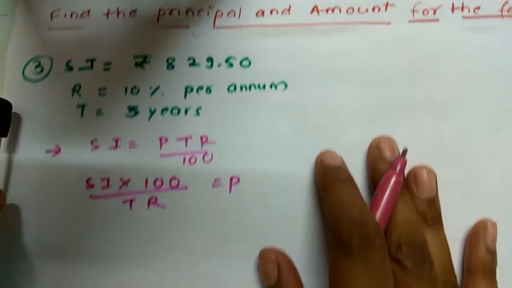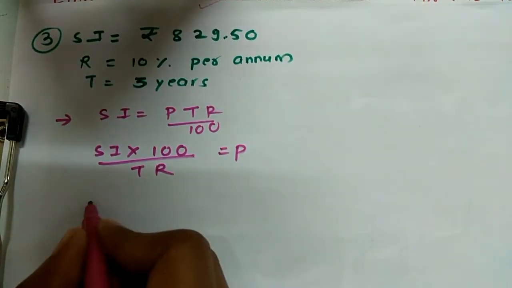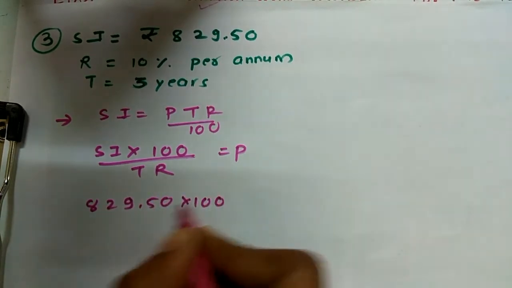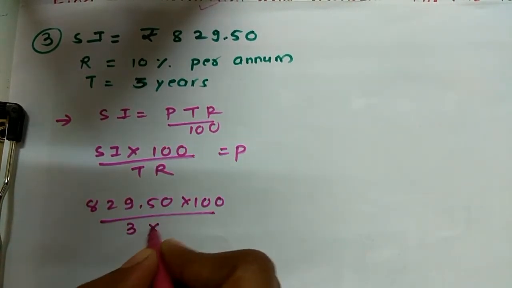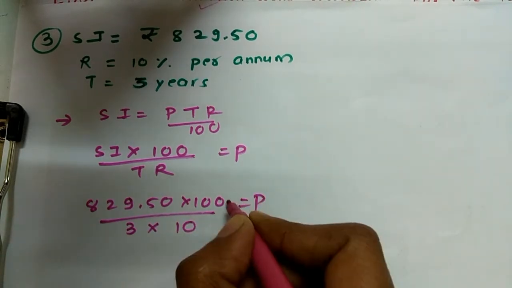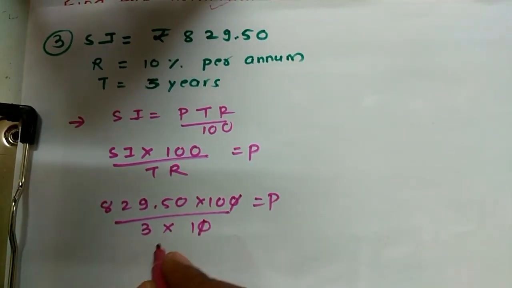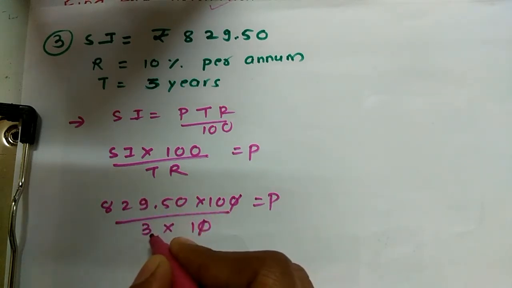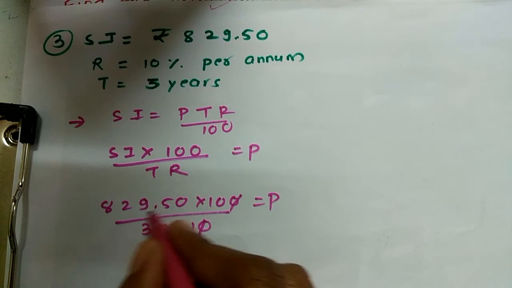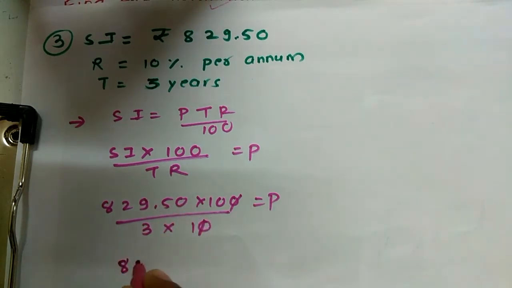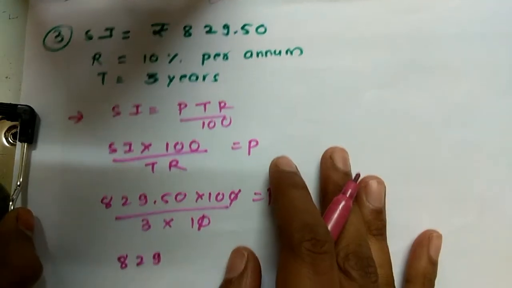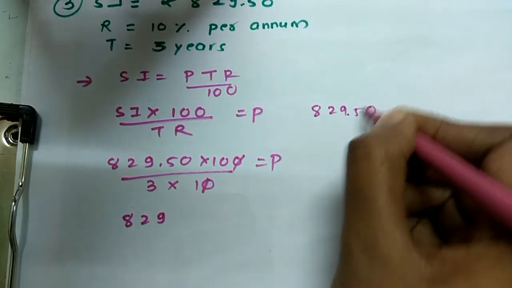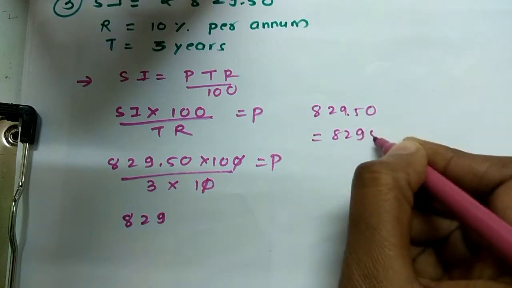So put the values here. SI is 829.50 into 100. T is 3 years. R is 10 equals to P. So these two get cancelled. Then this into 10 divided by 3 you can do. Otherwise this you can convert into the fraction. When you convert the decimal into fractions, the calculation becomes very easy. Here you can see 829.50, 82950, keep as it is.